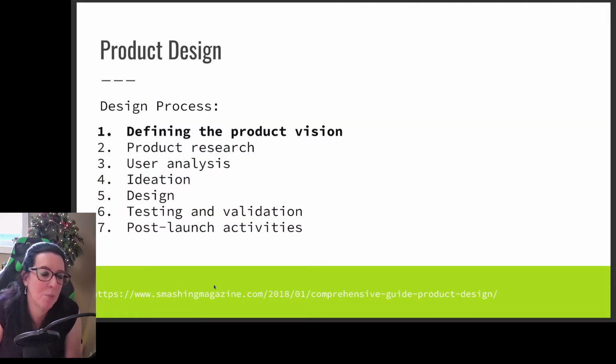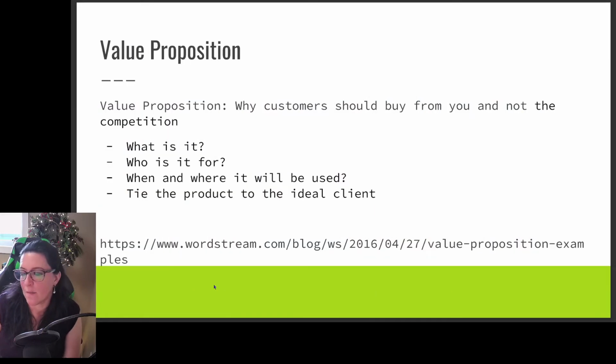The product design process says first we need to define the product vision. So what do we imagine? What do we picture when it comes to the goods and services that we provide? So what we're ultimately doing is defining the value proposition. Why should customers buy from us and not the competition? So what is it that our product does? Who is it for? When and where will it be used?